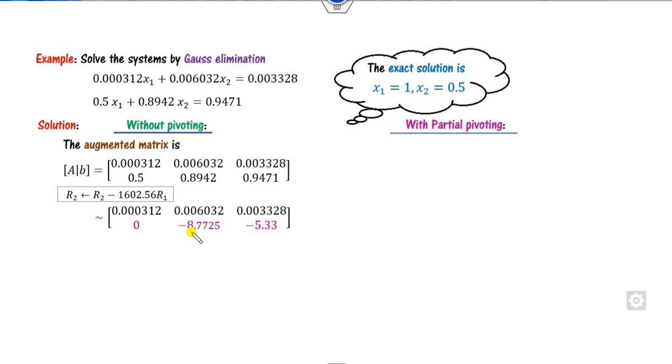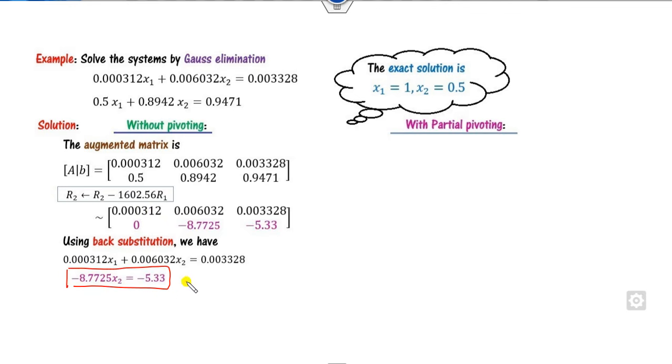Now since the second diagonal entry is here but the below element is not there, you can use back substitution. You can write in terms of x1 and x2. From here you can find the value of x2. I can substitute the value of x2 here, you can get x1. So clearly say which is very far away from the exact root.